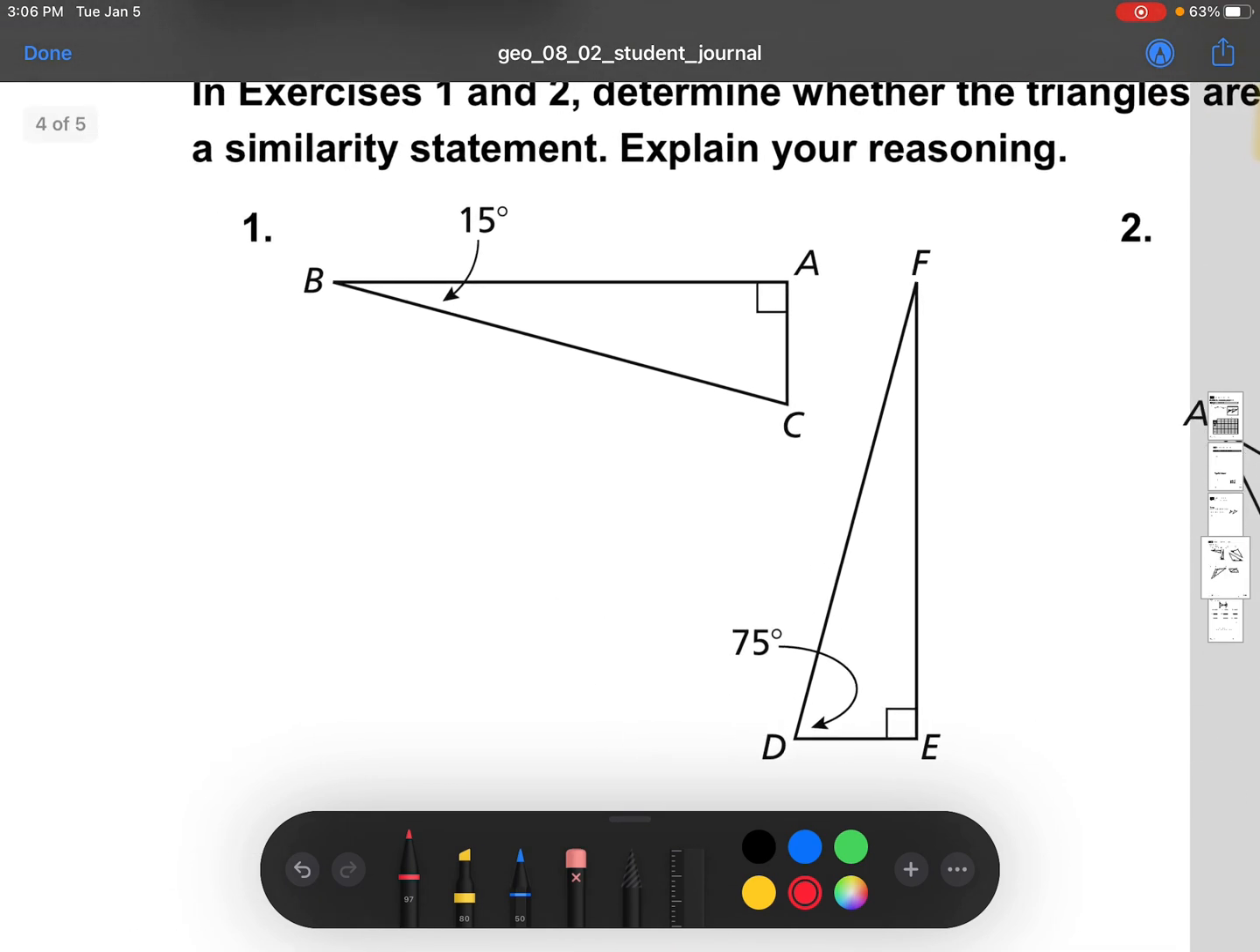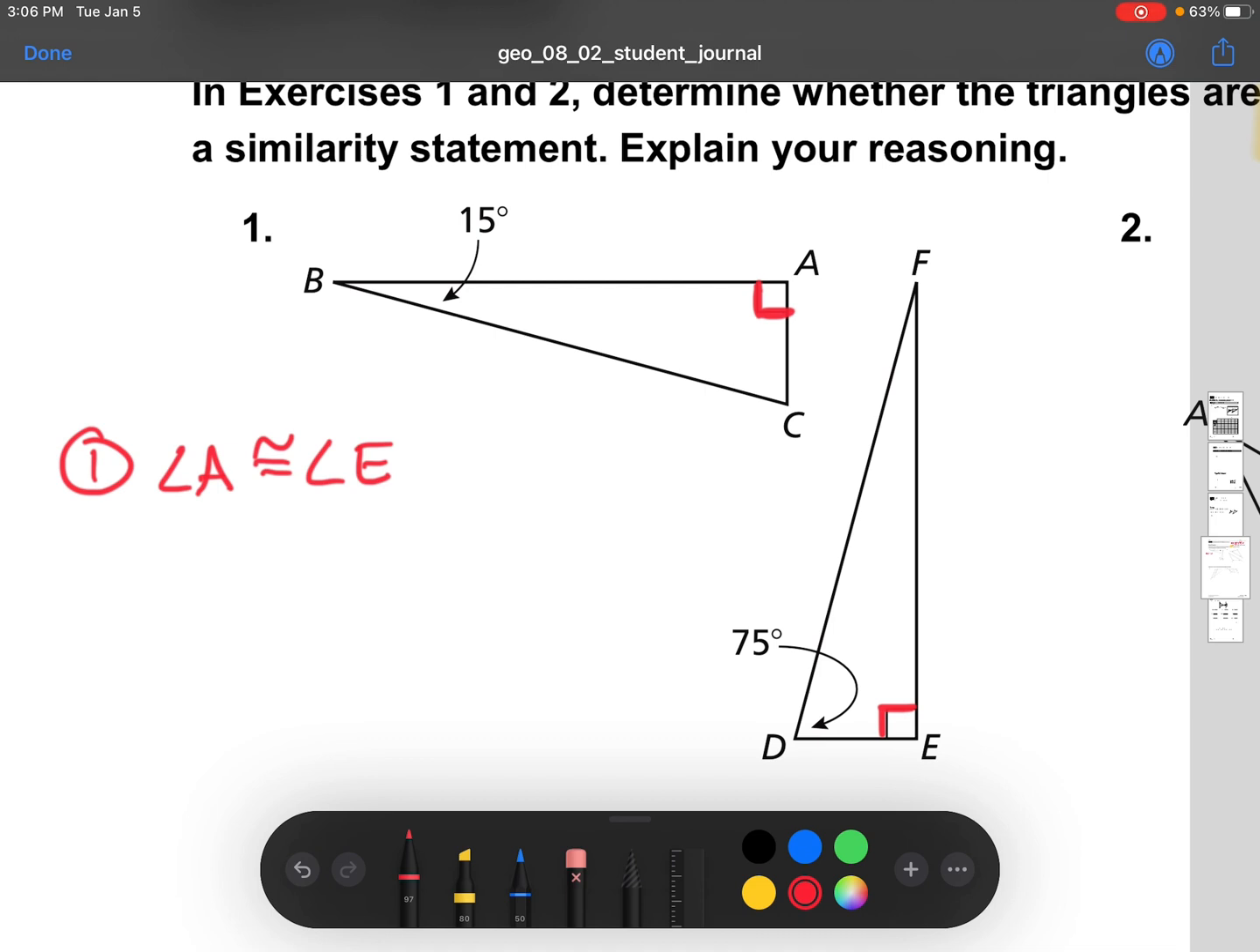So let's look at question number 1 here. We've got a pair of triangles, and let's see if we can find two pairs of congruent angles. So right off the bat, I see that angles A and E are both right angles, so those are going to be congruent. Angle A is congruent to angle E, so I've got one pair of congruent angles. Let's see if we can find a second pair.